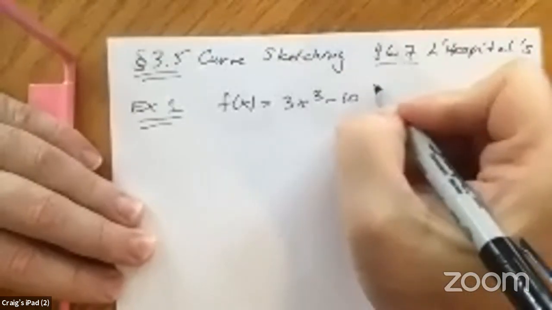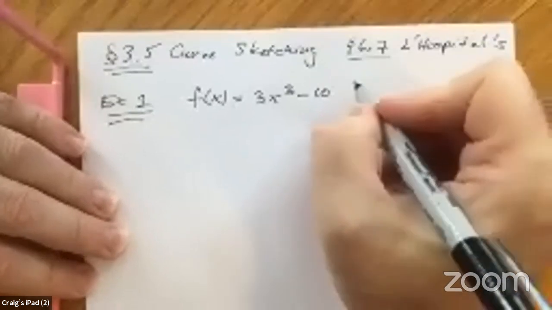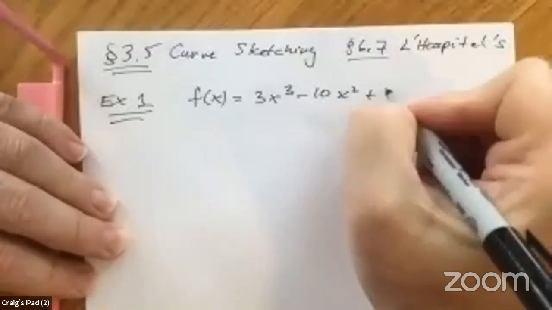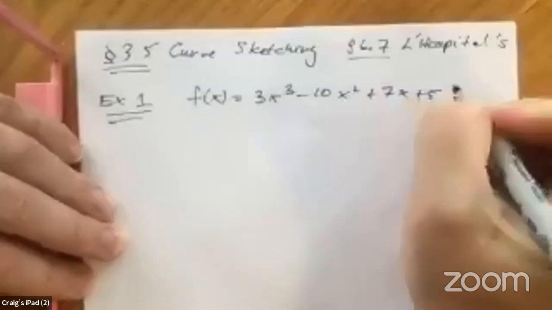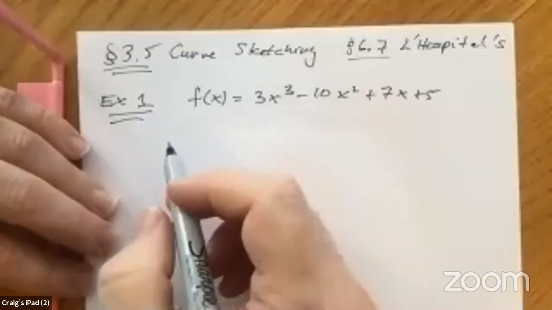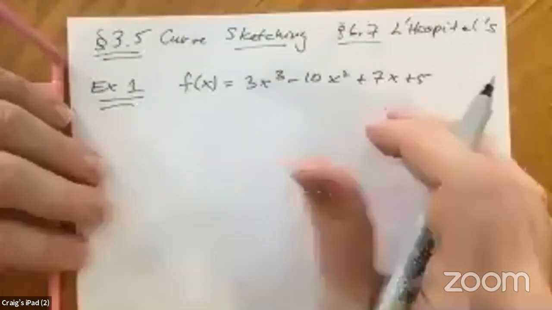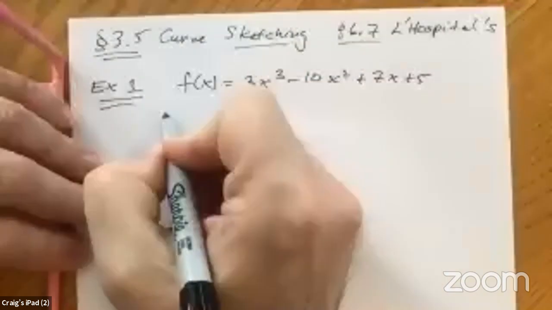So here's the problem. 3x cubed minus 10x squared plus x plus 5. Okay, so we want to sketch this function. And the idea is, well, let's just analyze its first derivative and its second derivative.